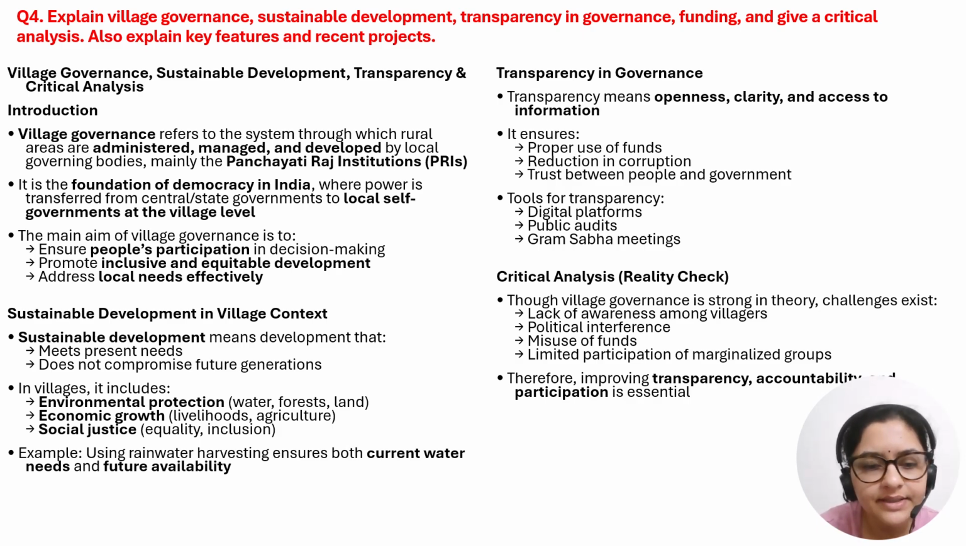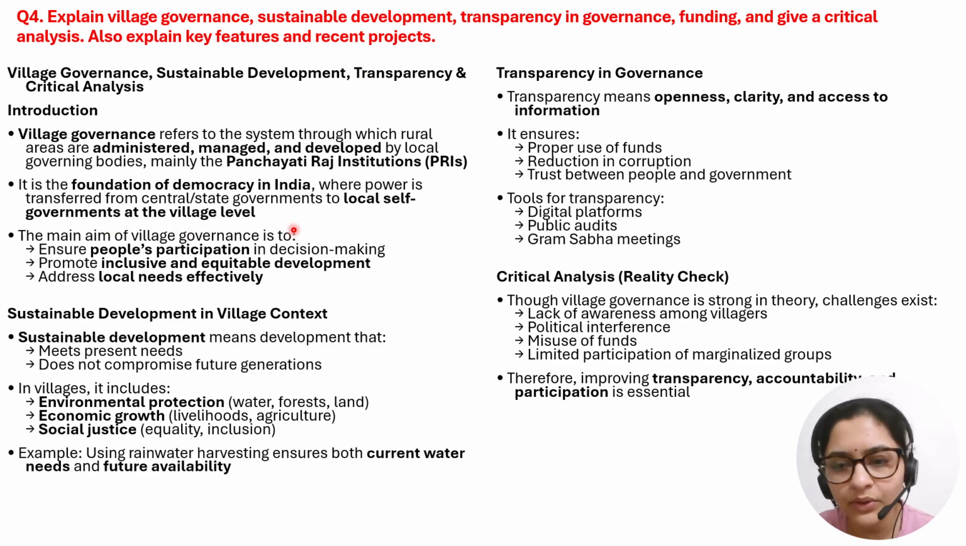Village governance refers to the system through which rural areas are administered, managed, and developed by local governing bodies, mainly Panchayat Raj institutions, that is PRI. So it is the rural areas governance system. It is the foundation of the democracy of India. As we know, villages are the roots of India. So is the village governance also.